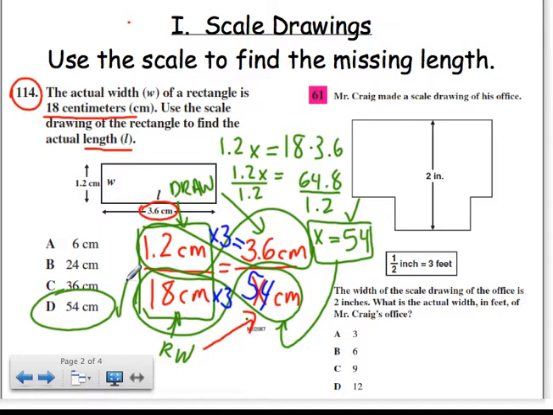Now, I'd like you to try 61. Mr. Craig made a scale drawing of his office. You see the scale here, 1/2 inch equals 3 feet. So you'll definitely use that as your proportion. And the width of the scale drawing of the office is 2 inches. What is the actual width in feet of Mr. Craig's office? Write a proportion for this problem, solve it, press play when you're ready to check your answer for the CST question.